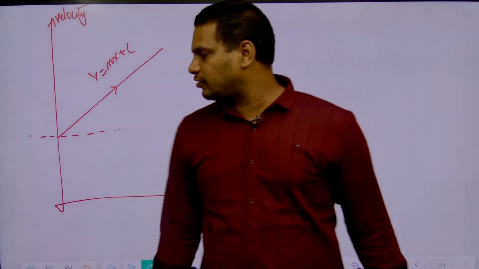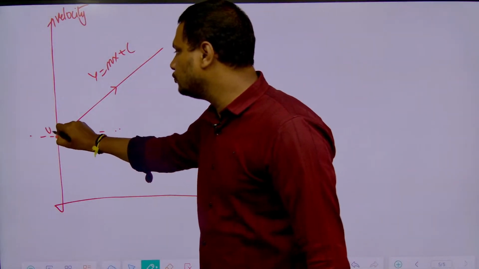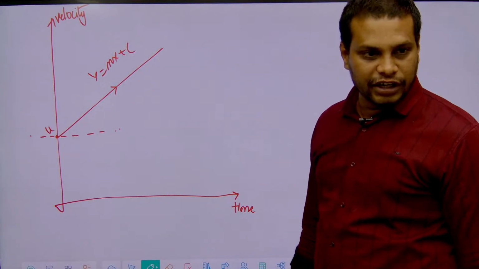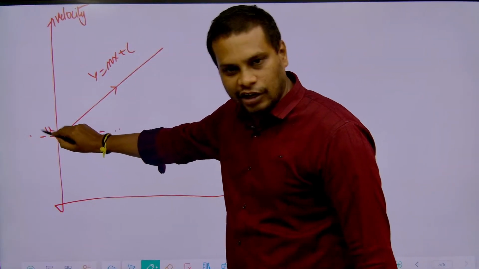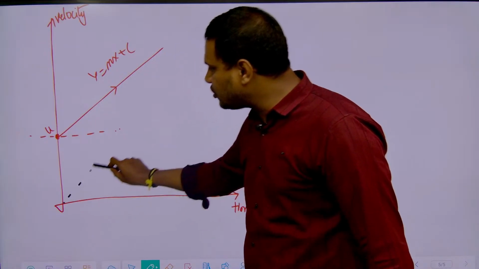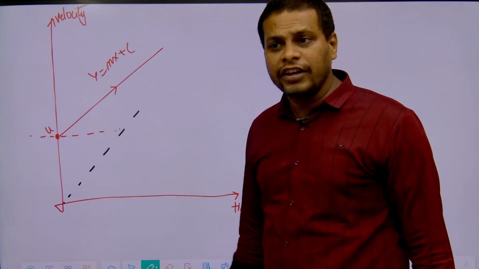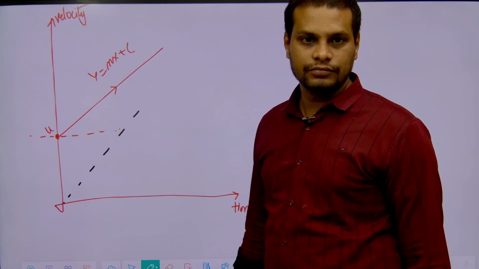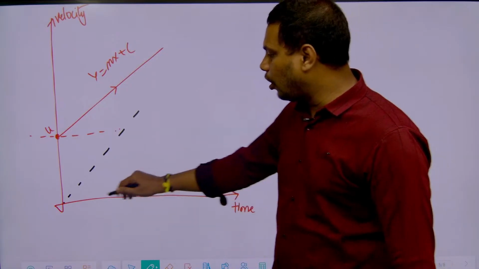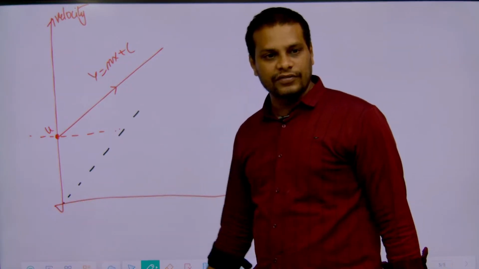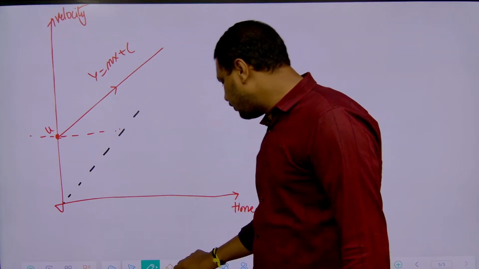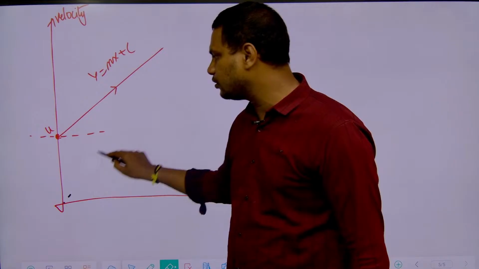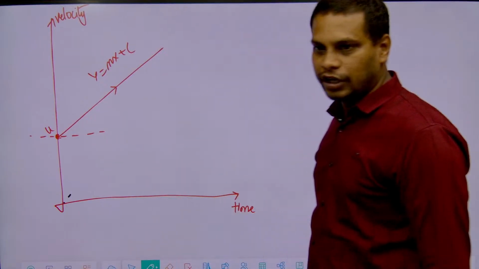Are you clear? Now it starts with some initial velocity u. Because the graph touches the velocity axis at a point, there is an initial velocity. If the graph goes from the origin, the body starts from where? Rest. If you draw the graph from origin, the body starts from rest. You start from here, right? So therefore the body is having some initial velocity. Note it down. Are you clear? The body is having some initial velocity.